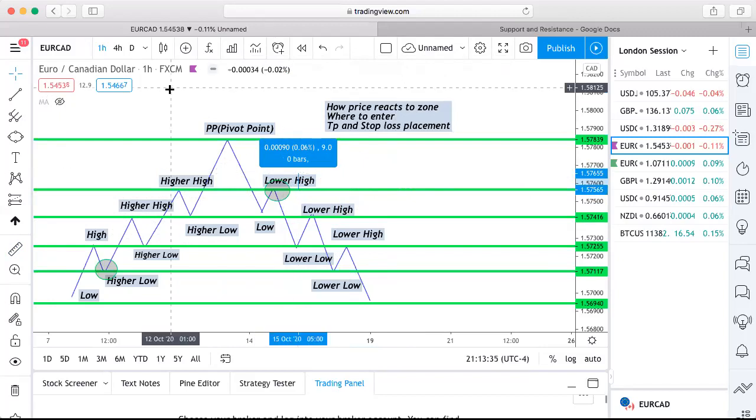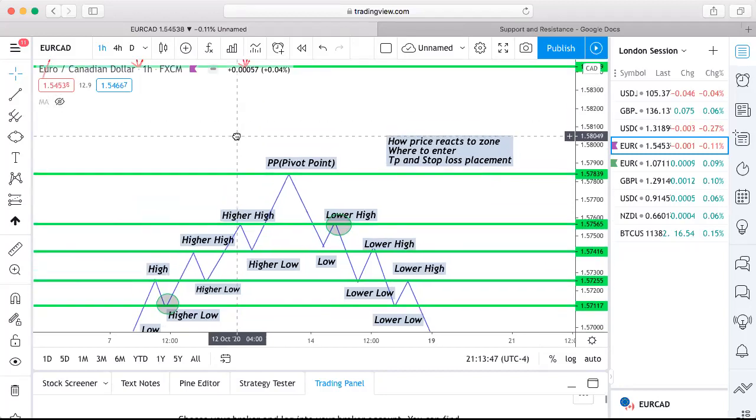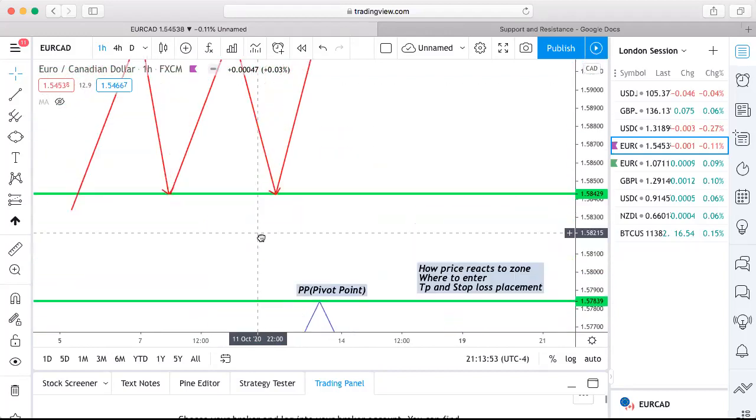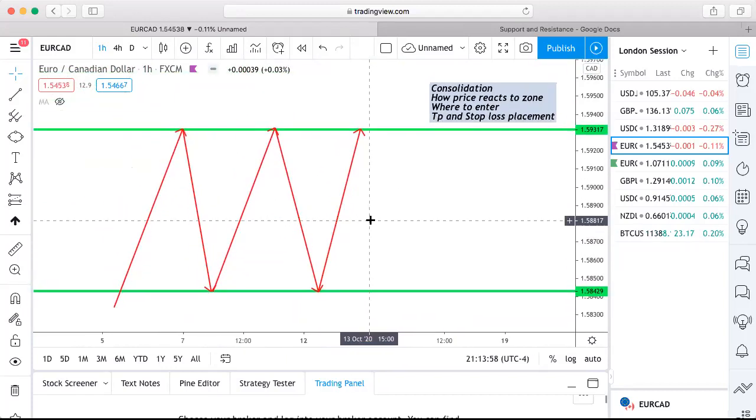All right. So this is actually market structure in a nutshell, right? If you understand this, you understand the basic foundation of trading, right? Now the market goes 3 ways, right? It goes up, it goes down, and it goes sideways, right? So this is an example of the market going sideways, right? This is called ranging or consolidation. You might hear ranging market or you might hear consolidation. This is what consolidation looks like.